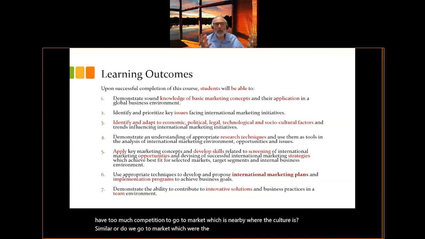So all of these things require knowledge about international markets and the ability to screen these markets. Screen means choose which ones to start with, prioritize, and which ones are not suitable right now to start to export to or to do international marketing with.